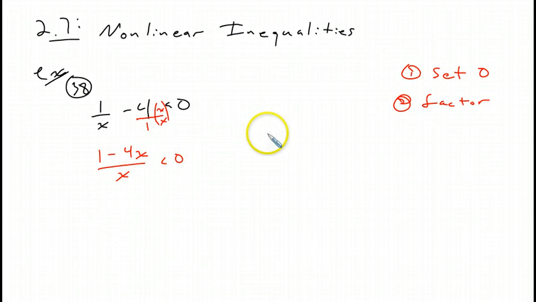is less than 0. And now that I have an x on the bottom, I know that x cannot ever equal 0. So there is one of our critical values already. For the other ones, we just look at the zeros of the function.